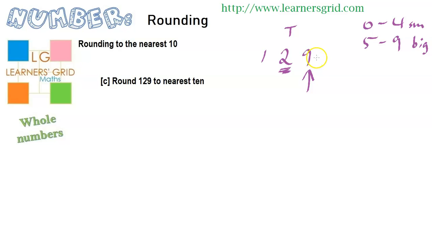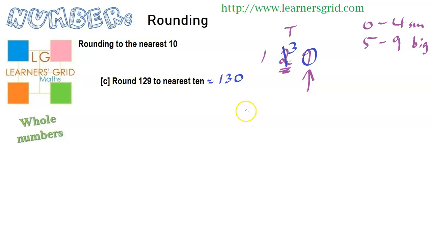Now, if the indicator is big, this has to increase by 1. And it is big because it's from 5 to 9. So this isn't a 2 anymore. This is going to be a 3. And then this just converts into a 0. So the answer here is going to be 130.